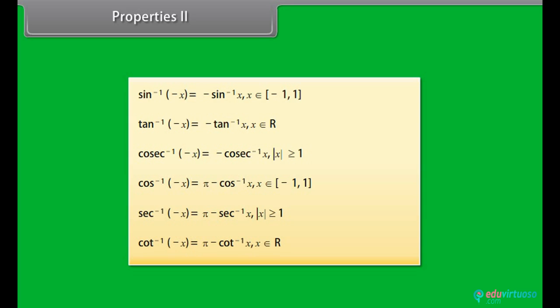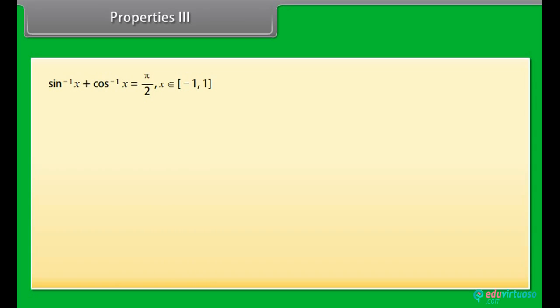Properties 3. Sine inverse x plus cos inverse x is equal to pi by 2, where x belongs to minus 1, 1. Tan inverse x plus cot inverse x is equal to pi by 2, where x belongs to R. Cosec inverse x plus sec inverse x is equal to pi by 2, where modulus of x is greater than or equal to 1.